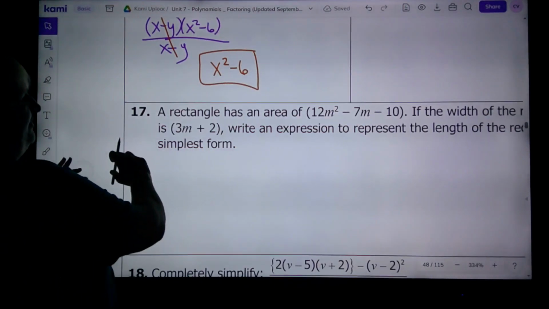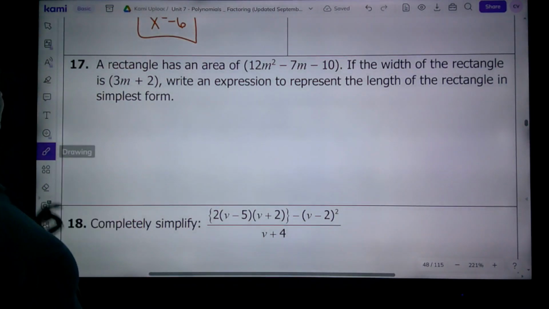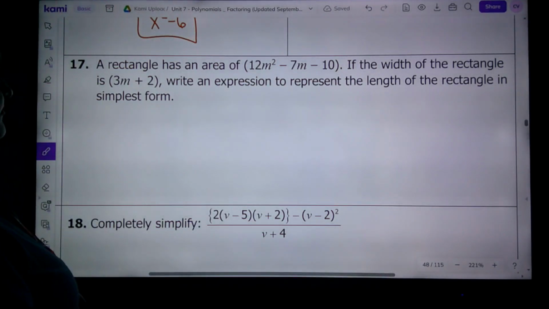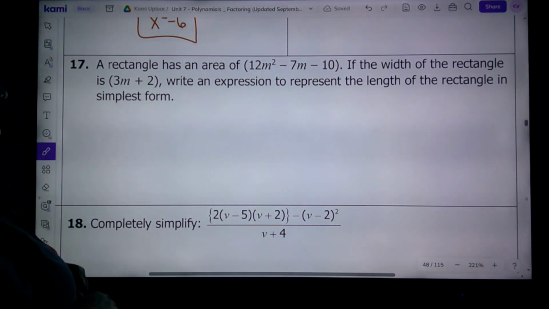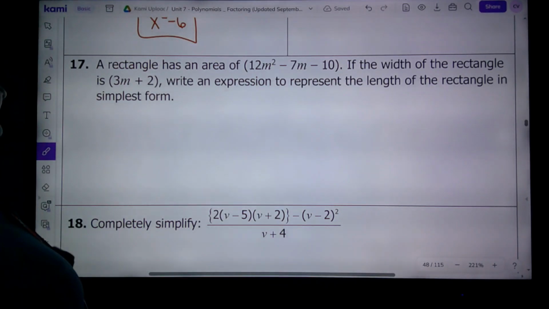Oh, word problem. You're so lucky, it's odd. A rectangle has an area of blah blah blah. If the width of the rectangle is blah blah blah, write an expression to represent the length of the rectangle in simplest form.